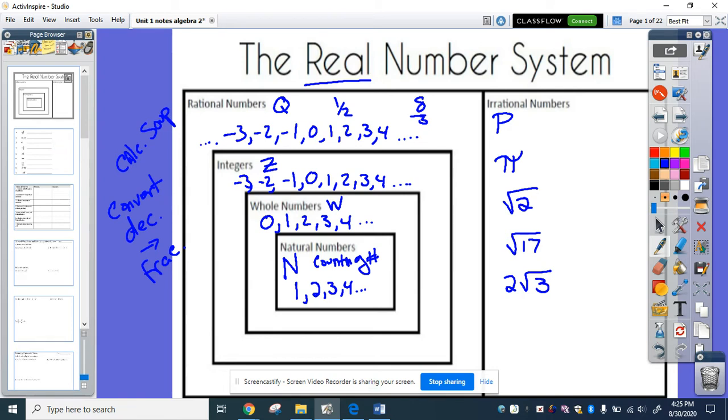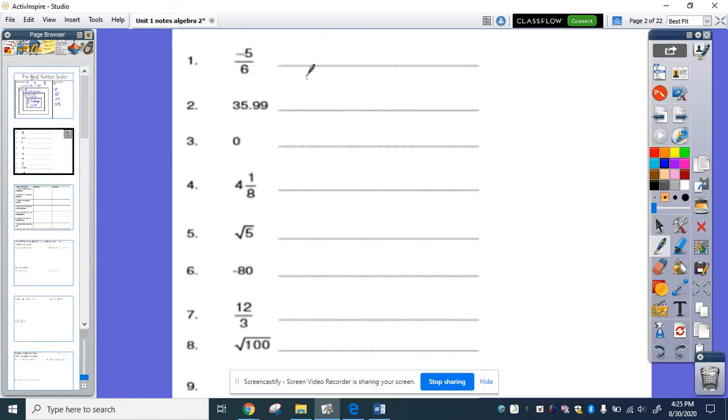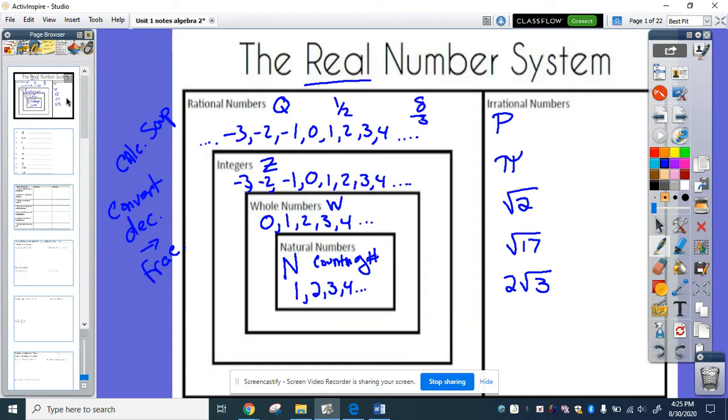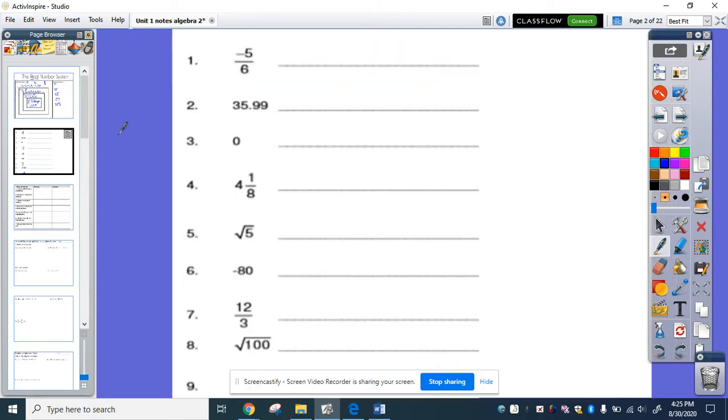So let's take a look at this page. Here, for example, 5/6. If I go back here, we said numbers that can be expressed as fractions are rational numbers. But rational numbers are also part of this bigger real number system. So that means that 5/6 is not only a rational number, it's also a real number.